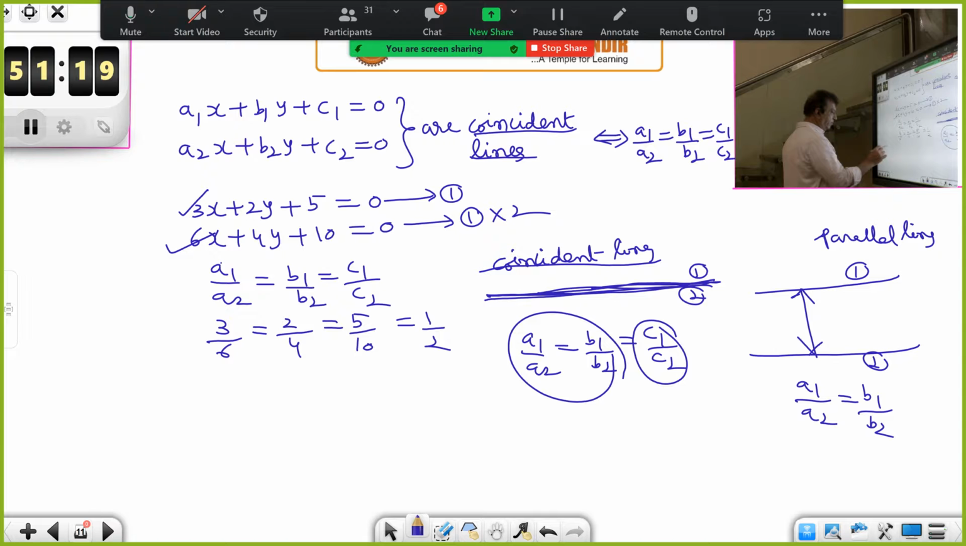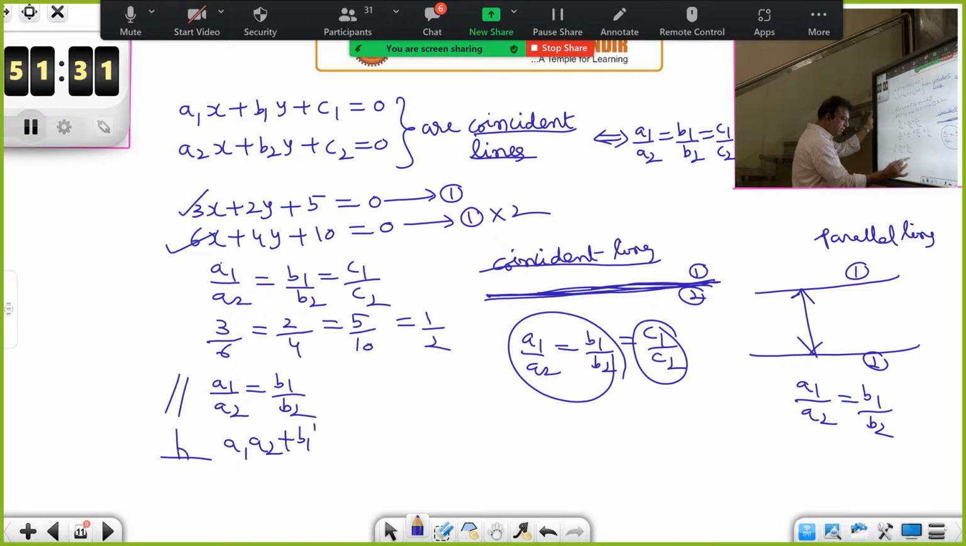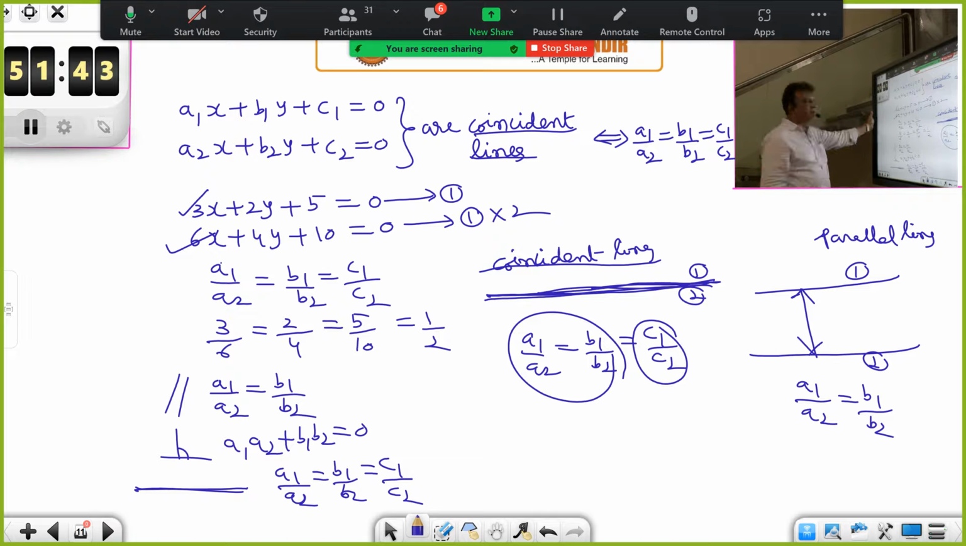Now three conditions you have to remember. Parallel lines, what is the condition, Shilpita? A1 by A2. Perpendicular lines, what is the condition? Coincident lines, same line again. Coincident line. That means they are not different lines, only a single line only. Okay, so these are the formulas you should remember.